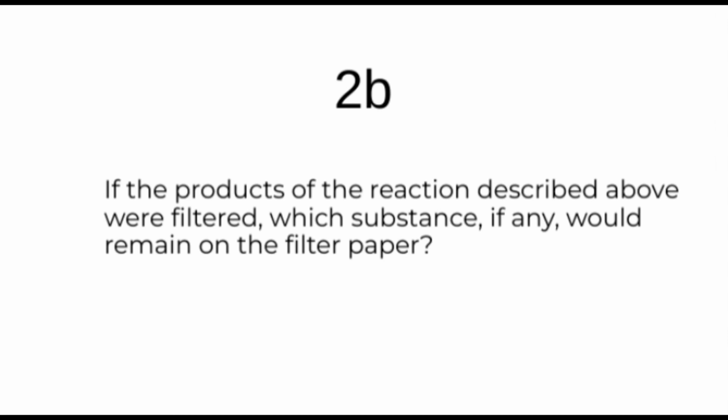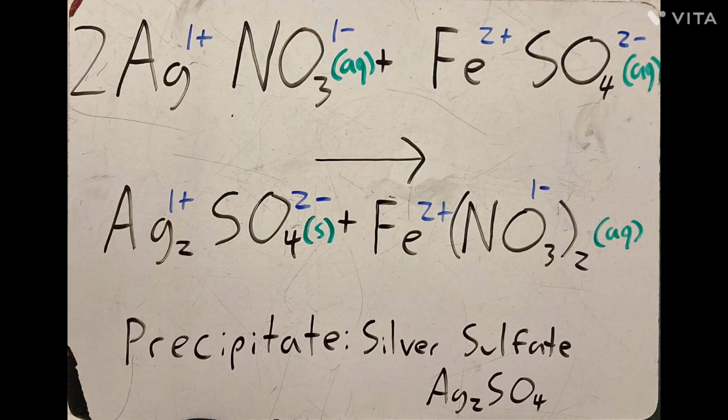Part B of the question said, if the products of the reaction were filtered, which substance would remain on the filter paper? The only substance that would remain would be the precipitate, silver sulfate, or Ag2SO4. We know this because this is the only solid left in the reaction. Everything else is aqueous.